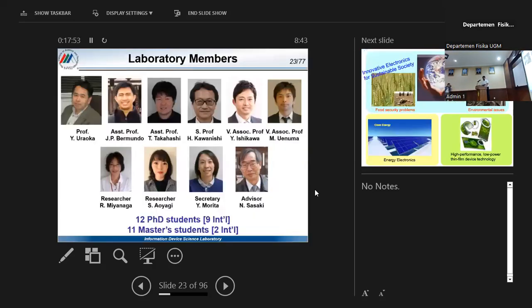In the lab, we have many staff. We have Uraoka Sensei, the professor and head, 2 assistant professors, 1 specially appointed professor, 2 visiting associate professors, researchers, the secretary, and some advisors. The lab is quite big, so I'm not sure if this is still current.